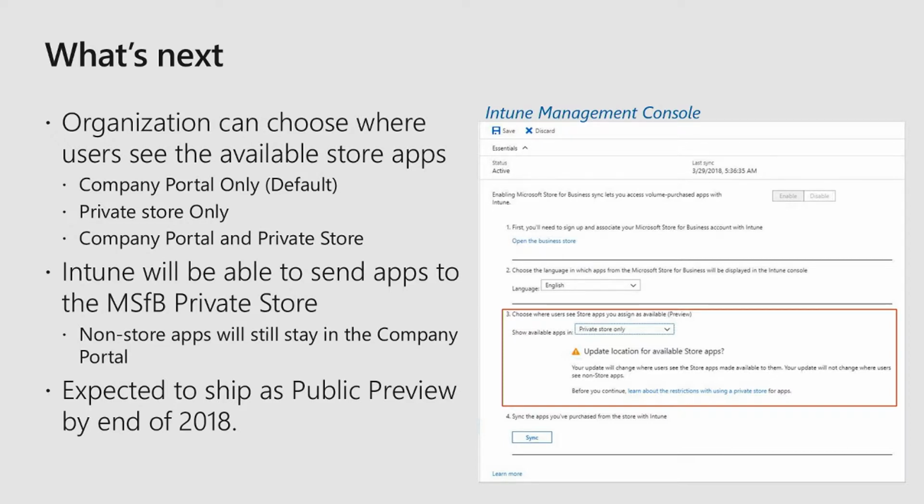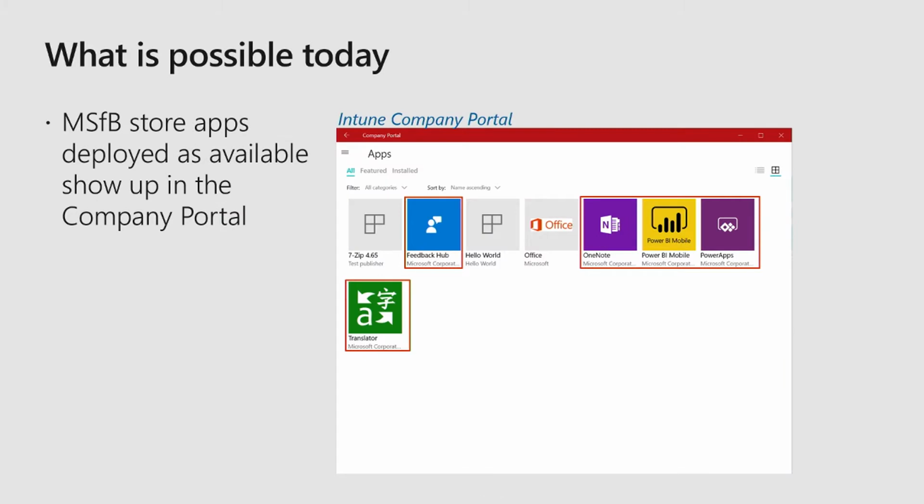Which means, for example, if you've got MSIs, or line of business apps that you've uploaded into Intune, they will still stay in the company portal. So all of these apps would go into the private store, but these, which are not from the store, would, as a starting point, stay in the company portal.